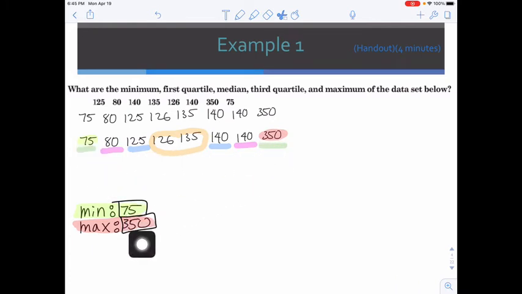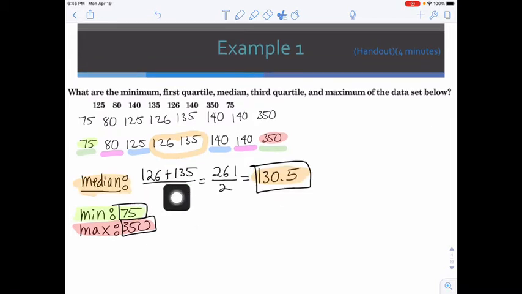And now that we have our data in order, we can also find the median. So we can count one on each side. So we have 75 and 350, then 140 and 80, 125 and 140. And then in the middle, we have 126 and 135. We had an even number of data values, so we have two values in the middle. So to find the median, we will find the average or mean of these two values. This gives us 126 plus 135, or 261, divided by 2, which is 130.5.